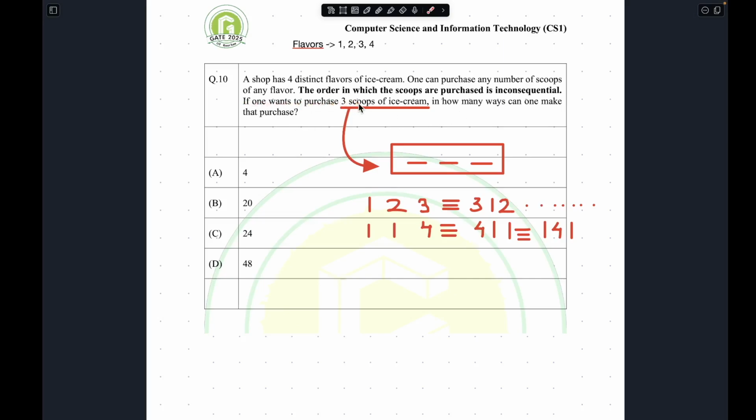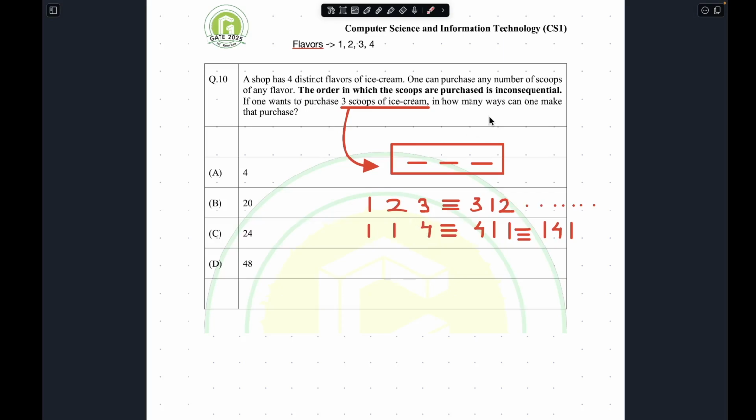If one can purchase 3 scoops of ice creams, right, in how many ways can one make that purchase, right? So 3 scoops of ice creams we have to purchase. So the number of slots, number of free spaces that we have are 3, and they have mentioned that one can purchase any number of scoops of any flavor, right? So there is no restriction on the repetition of your flavors, right? All 3 of them could be filled with one only. All 3 of them could be filled with one, or they could be filled with distinct elements like 1, 2, 3, right? Or 2 same and the third different like 1, 1, 4.